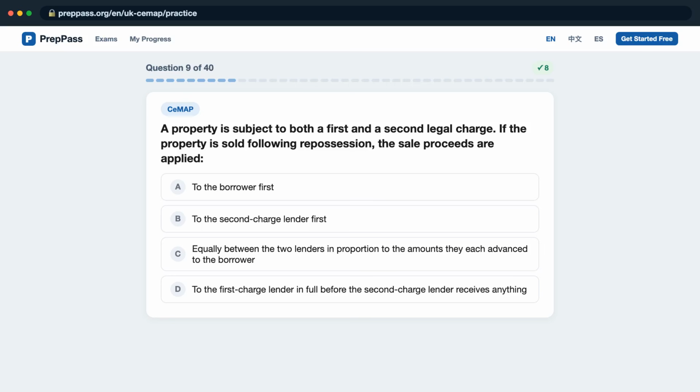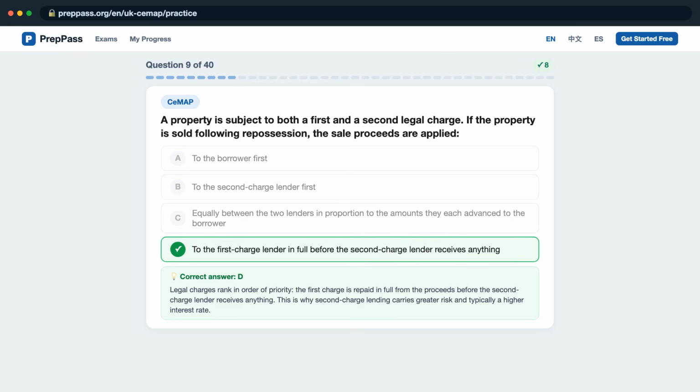Question 9. A property is subject to both a first and a second legal charge. If the property is sold following repossession, the sale proceeds are applied, is it A, to the borrower first? B, to the second charge lender first? C, equally between the two lenders in proportion to the amounts they each advanced to the borrower? D, to the first charge lender in full before the second charge lender receives anything?